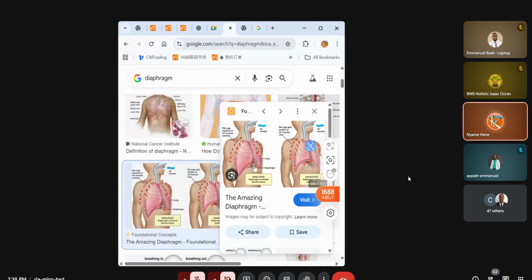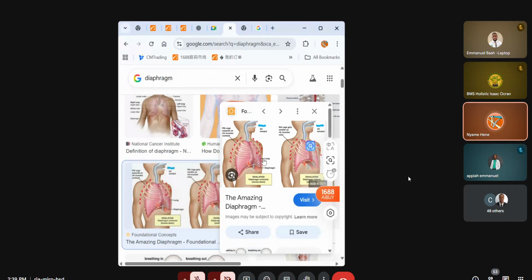I think during inhalation, the diaphragm goes in. During inhalation, the diaphragm is what? It contracts and relaxes, it bulges up, so that breathing can occur.